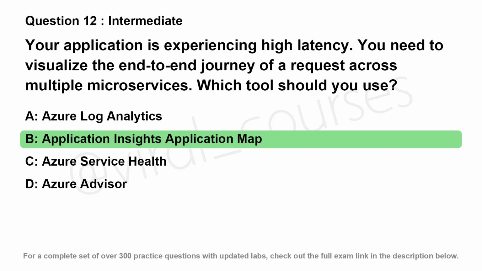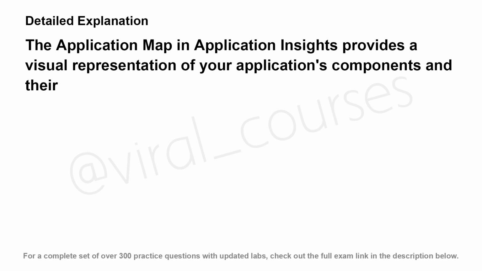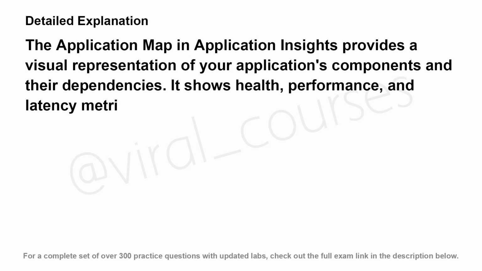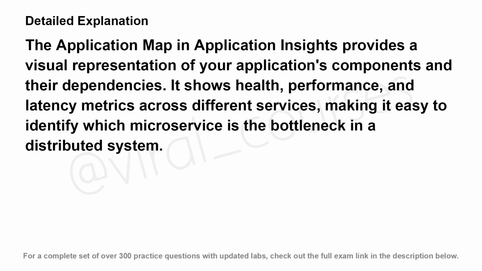The correct answer is B. The Application Map in Application Insights provides a visual representation of your application's components and their dependencies. It shows health, performance, and latency metrics across different services, making it easy to identify which microservice is the bottleneck in a distributed system.